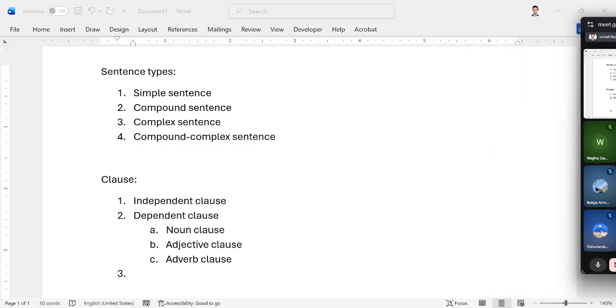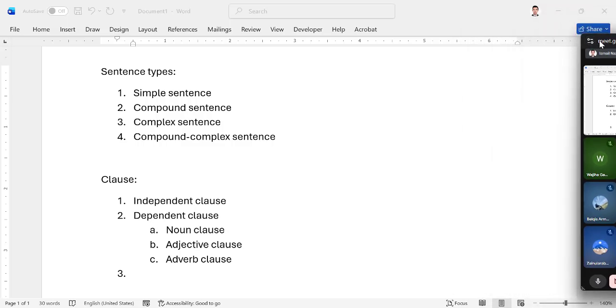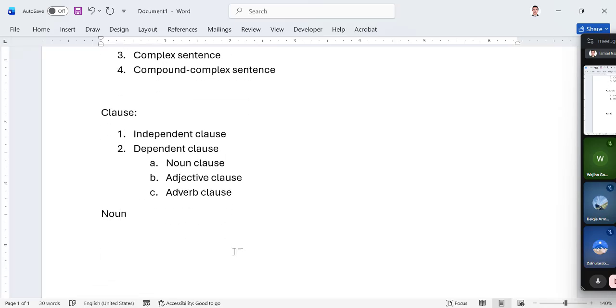What is a noun clause, how noun clauses are formed, and then the position of the noun clause, where we can use them. And finally, if we have time, we'll cover the adjective clause and adverb clauses. So basically, our first topic is the noun clause. What is a noun clause? Does anyone know what a noun clause is?